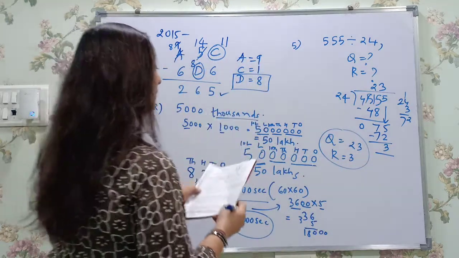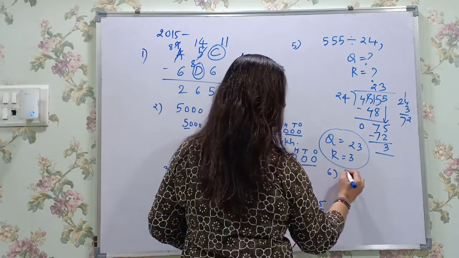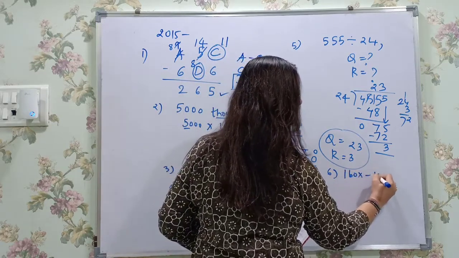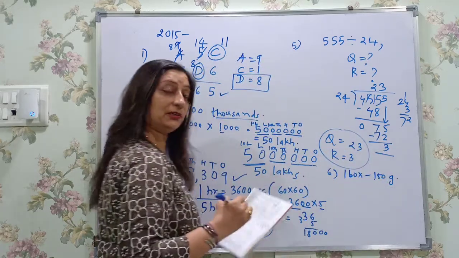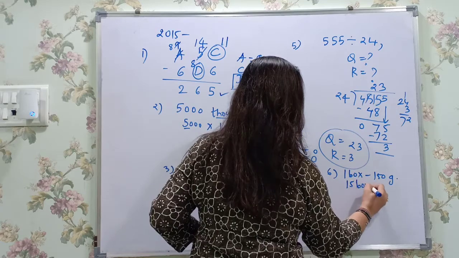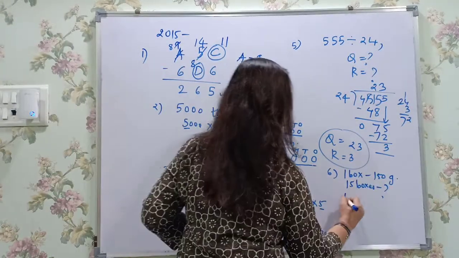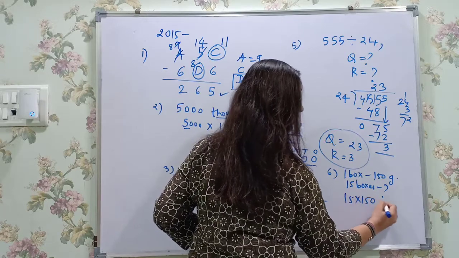Sum number 6. A box contains 150 grams of sweet. So one box has 150 grams of sweet. So 15 such boxes will weigh how much? 15 boxes will have how much? So yes, we will multiply 15 multiplied by 150.